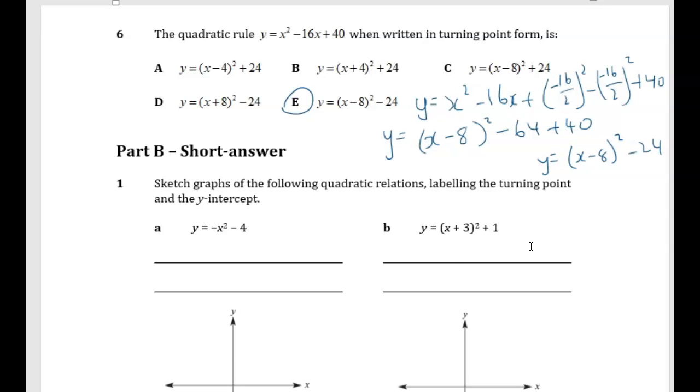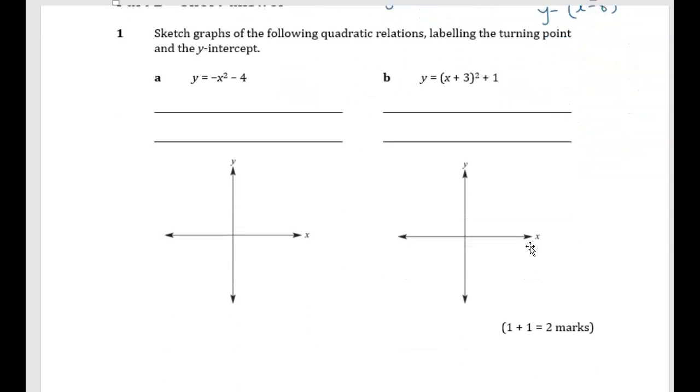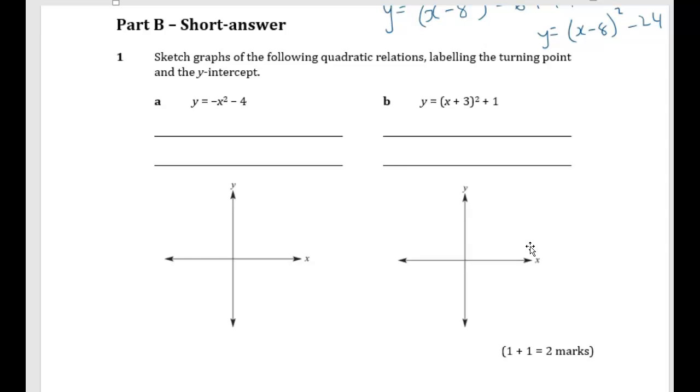Just looking at all my answers. Okay. Part B, so short answer. Sketch the graphs of the following quadratic relations, labeling the turning point and the y-intercept.